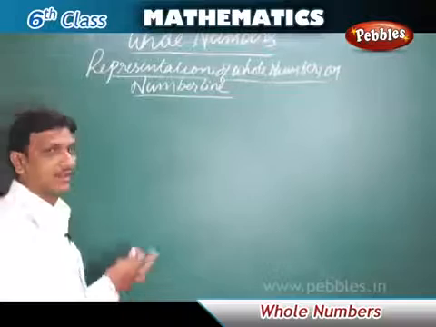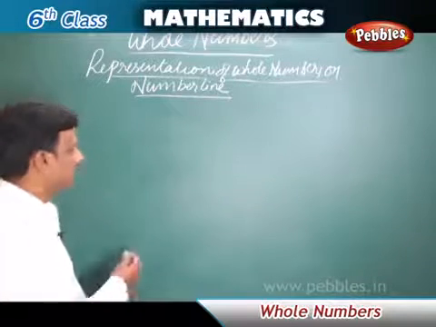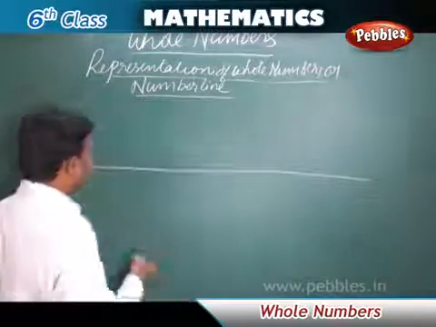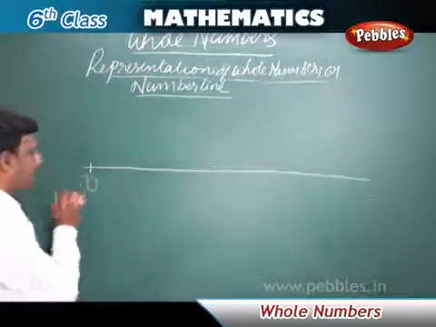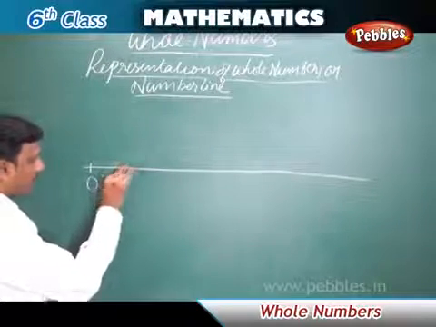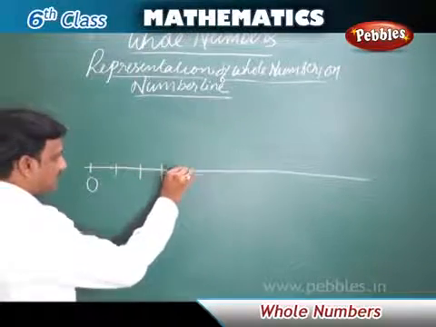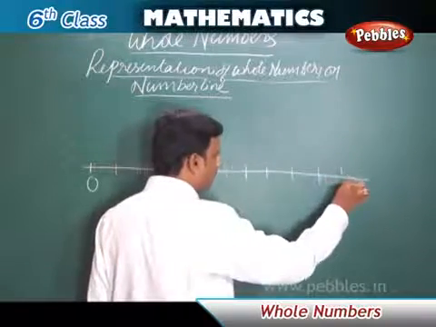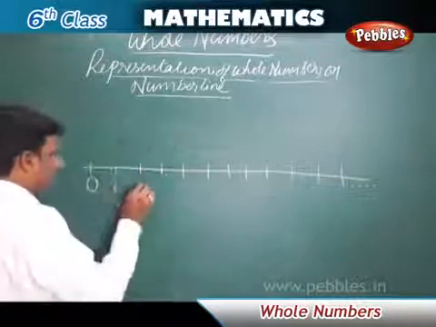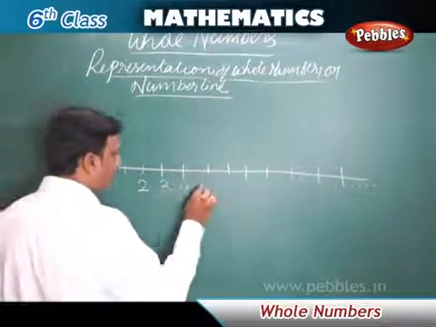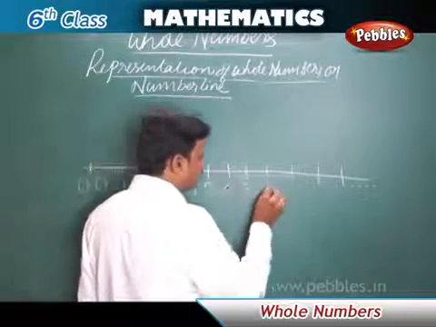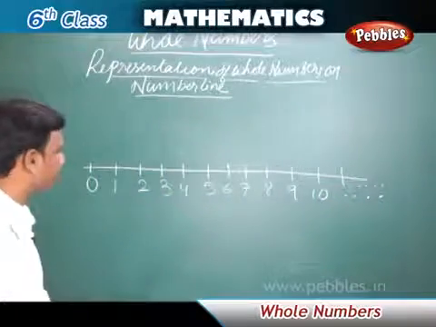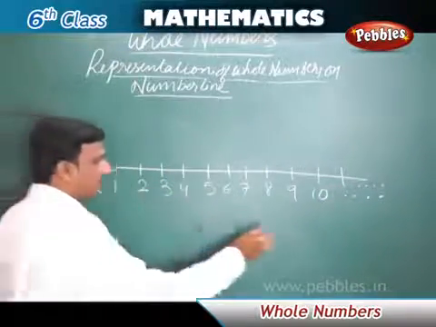Representation of whole numbers on number line. First, let us see how to draw a number line. Draw a line and mark a point as 0 on the line. Now mark some points with equal distances on the right side of the line. Keep on marking till the end of the line. So we mark 1, 2, 3, 4, 5, 6, 7, 8, 9, 10 and so on till the nth number. So this is the number line we have made.